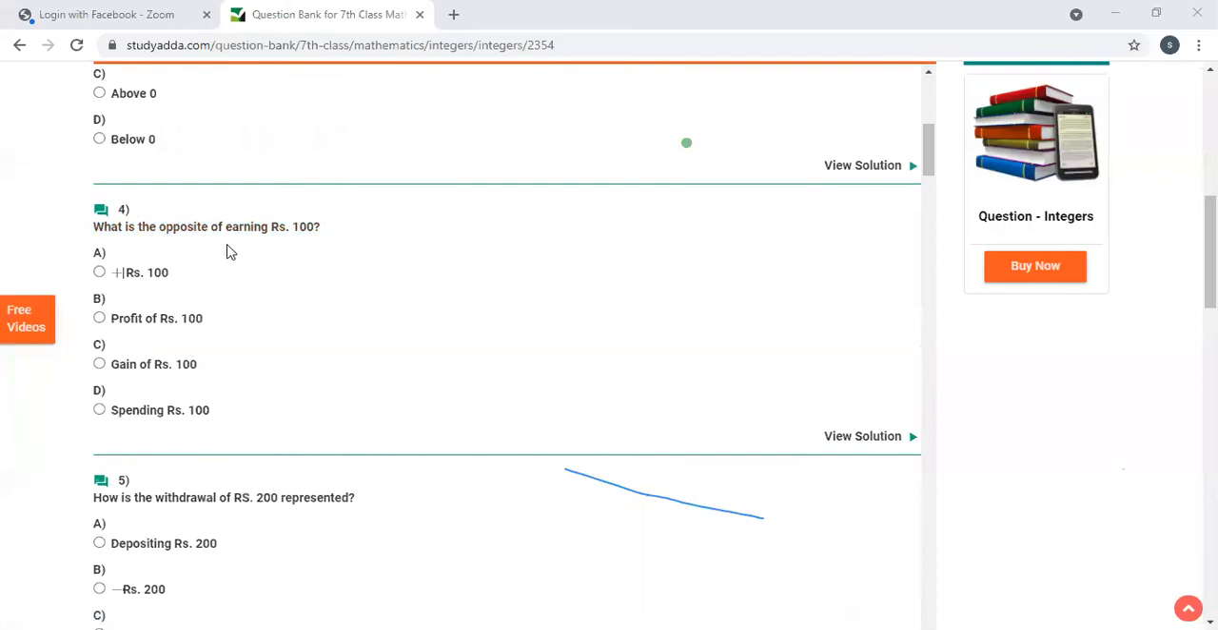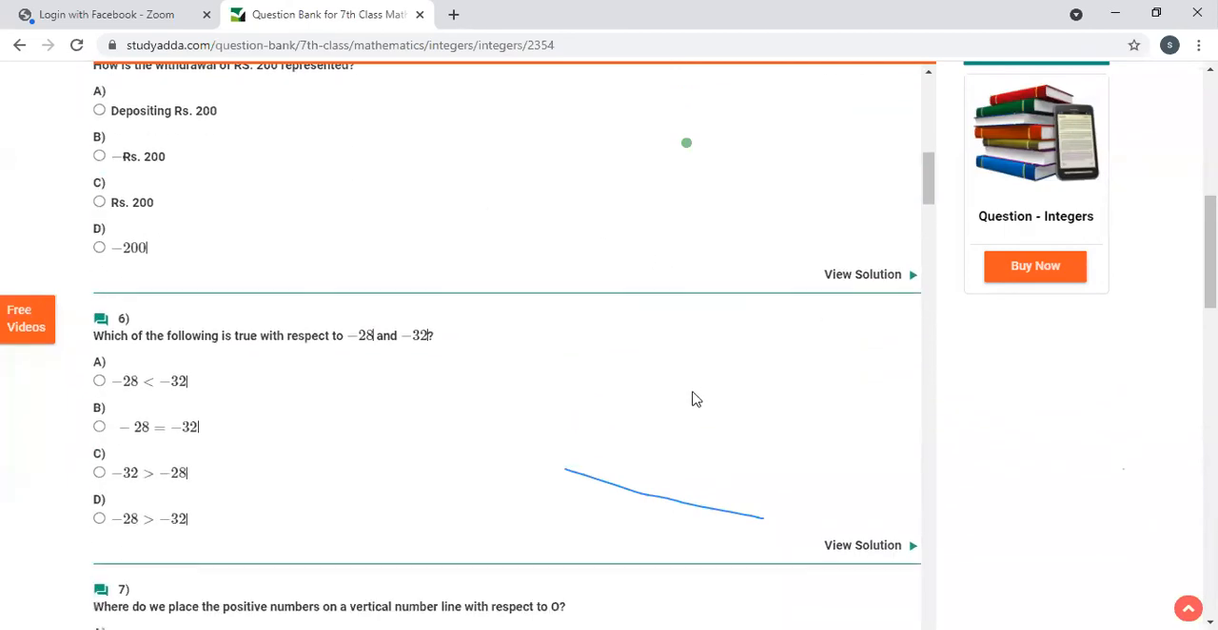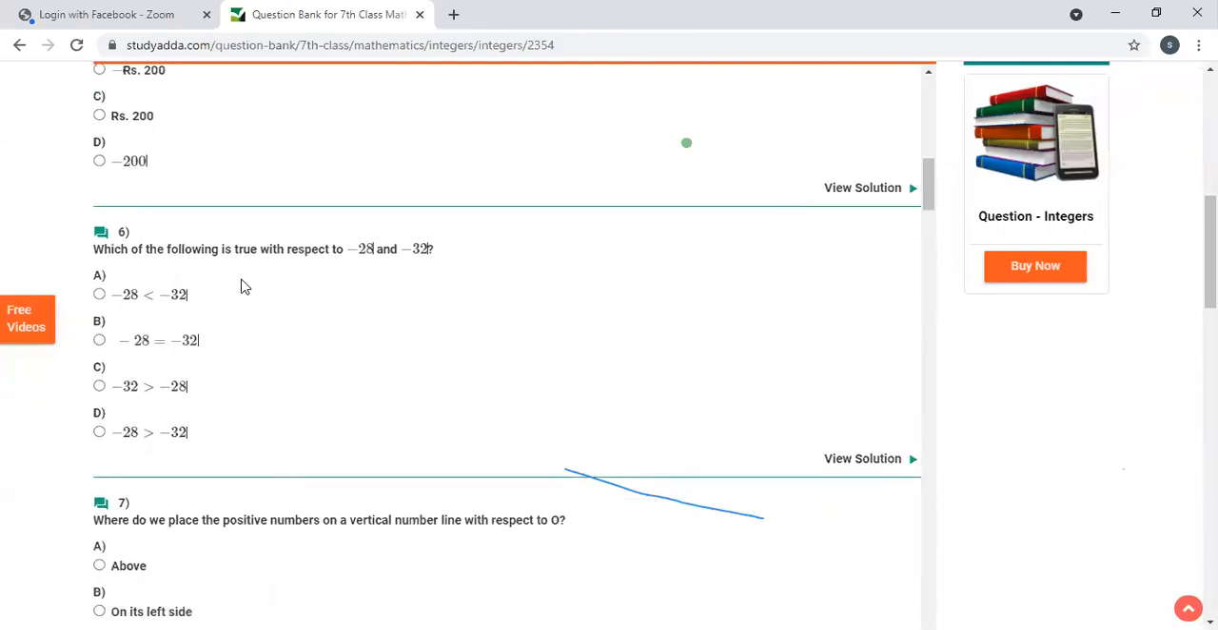What is the opposite of earning rupees 100? Earning means you are having positive 100 rupees, but in the next, opposite of earning is spending. So D option is your answer. How is the withdrawal of rupees 200 represented? Withdraw is represented with negative integer and earning is represented with positive integer. Which of the following is true with respect to -28, -32?